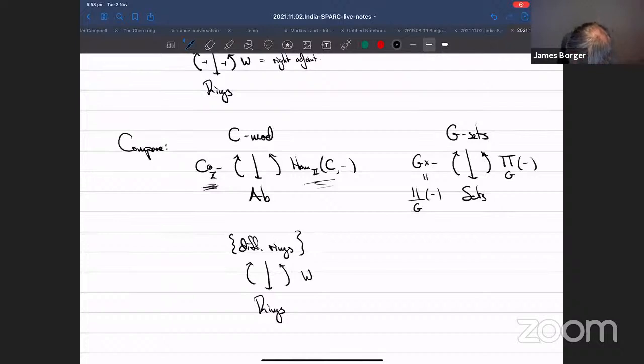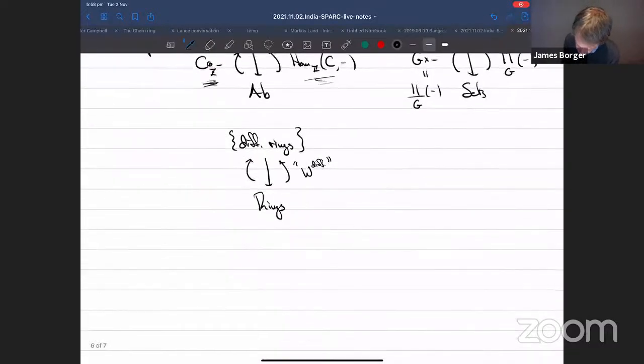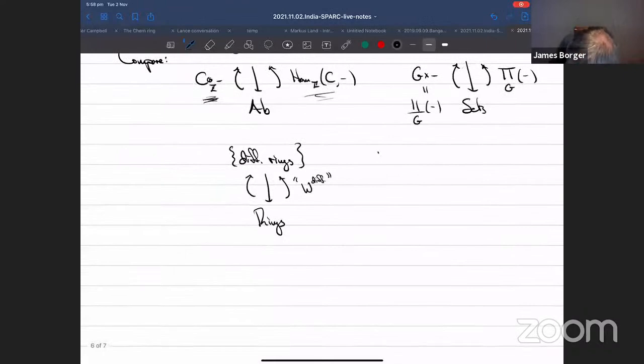So let me call this one the differential Witt vectors. This is a term I invented, but it's a construction that will be very familiar. So what is it? W diff of A is just the set of divided power series with coefficients in A. So it's the set of sums which look like this.